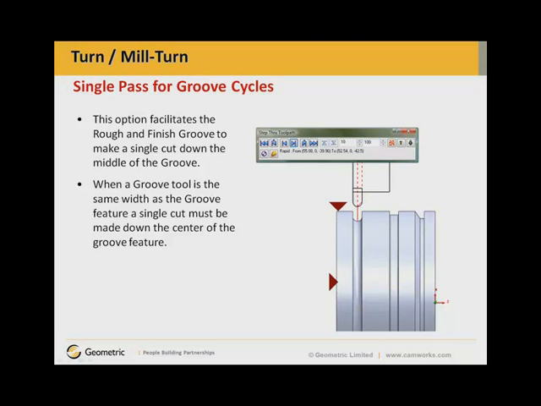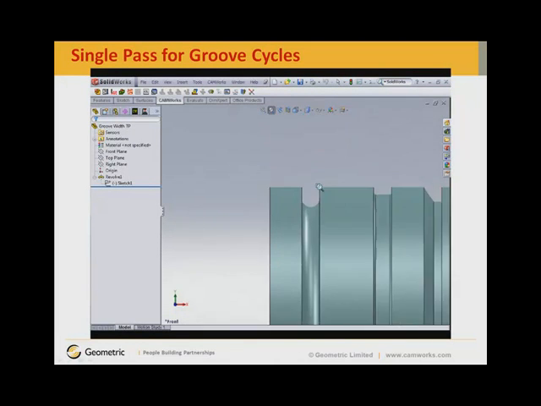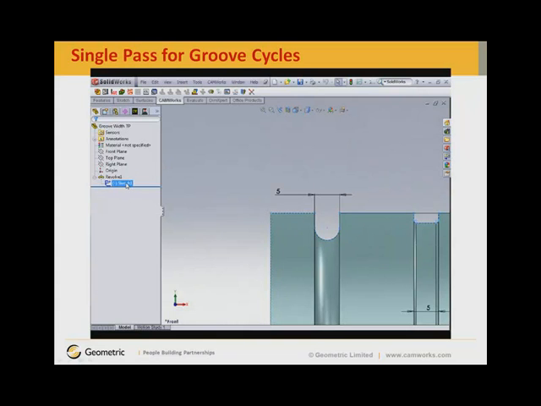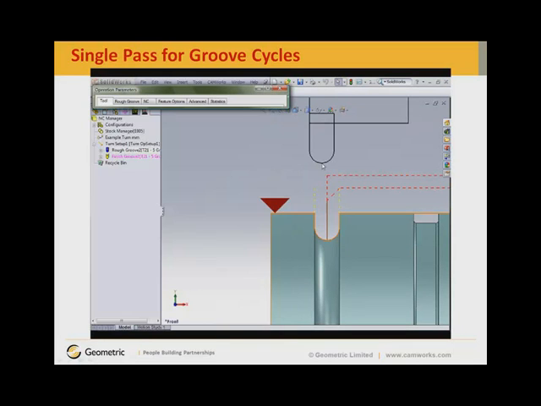Now, in CAMWorks 2010, whenever this case arises where the insert width is the same as the groove width, CAMWorks will generate the operations. Here's an example inside of CAMWorks. As you can see here, the groove width is 5 millimeters. And in the rough groove operation, I have the same width of a tool that is 5 millimeters. After generating toolpath, I get a single pass in the rough groove operation.